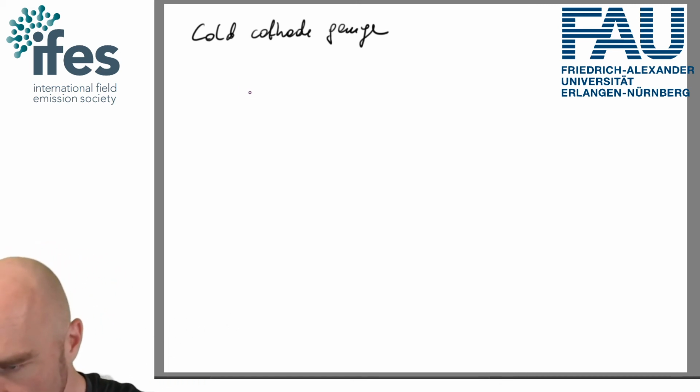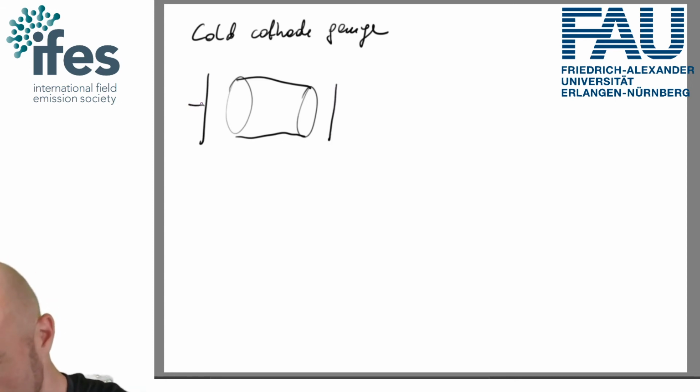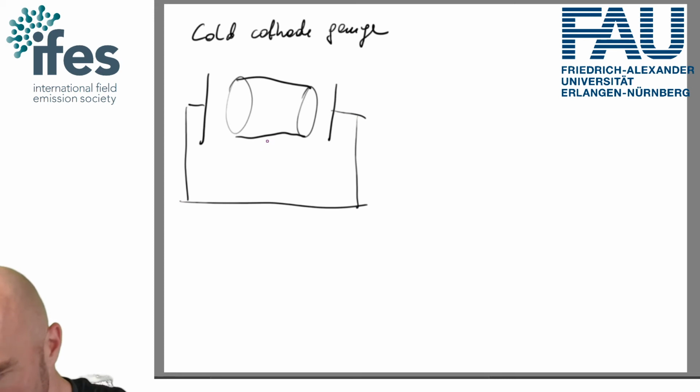And we have the same setup again. So we have a cylindrical anode, and we have plate cathodes. So they are both at the same potential. Then we have a measurement of the current here. We measure the current I here. And we have a high voltage power supply here.